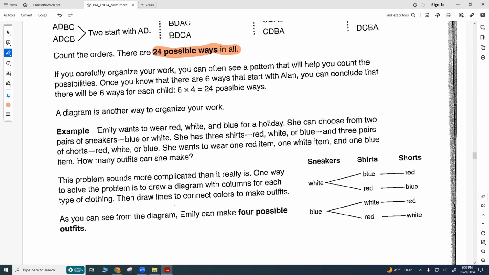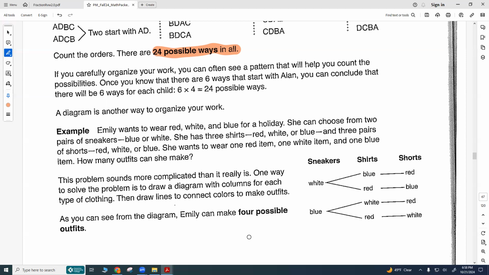So here's another pretty classic example of these style of problems. Emily wants to wear red, white, and blue for a holiday. Must be election day coming up. She can choose from 2 pairs of sneakers, white or blue, and she has 3 shirts, red, white, or blue, and then 3 pairs of shorts, red, white, or blue. Okay. And so if she wants to wear 1 red, 1 white, and 1 blue, how many outfits can she make?